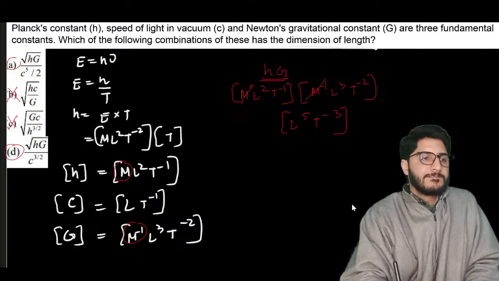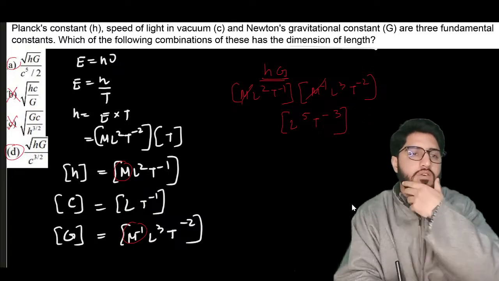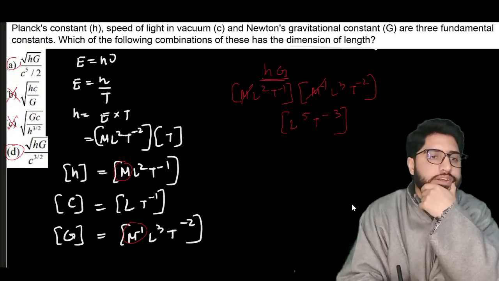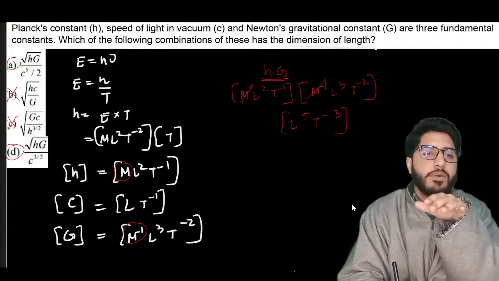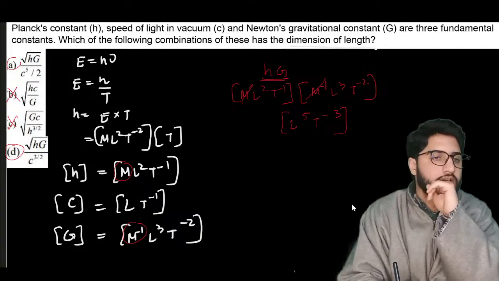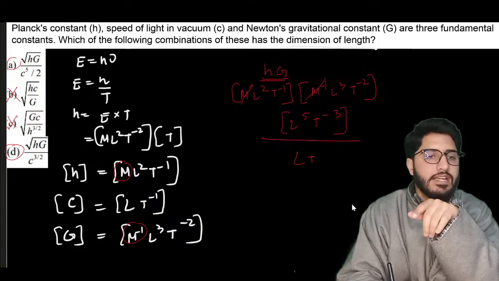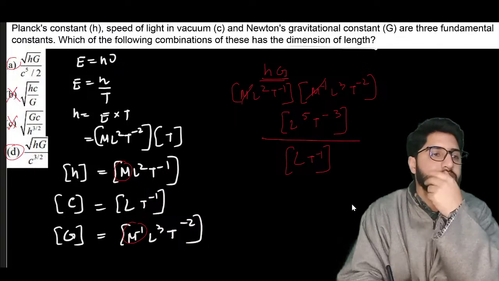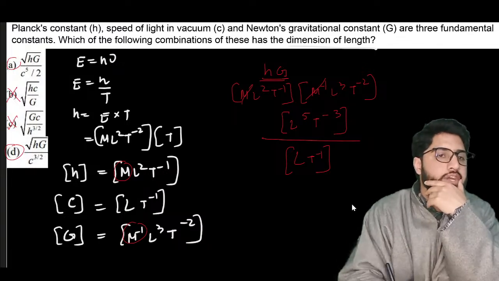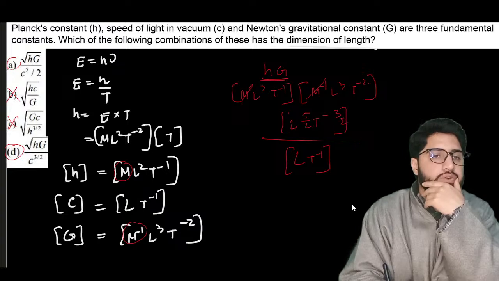Clear? So now how can we get it? This one is done. If I take the root, it is 5 by 2, then 3 by 2. This is not possible. So now I will take C. C is L. It is LT minus 1. I need to cancel this one. Can I take a root? No, the root is compulsory. Now I have to take the root. It is 5 by 2 now. It is 3 by 2 now.